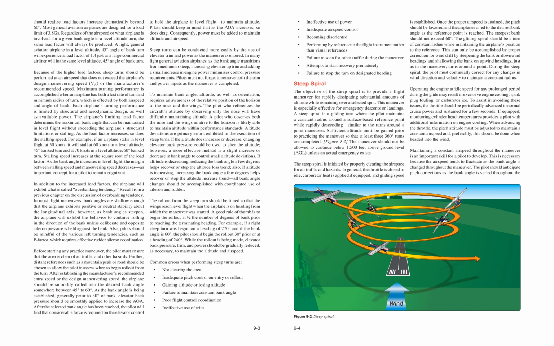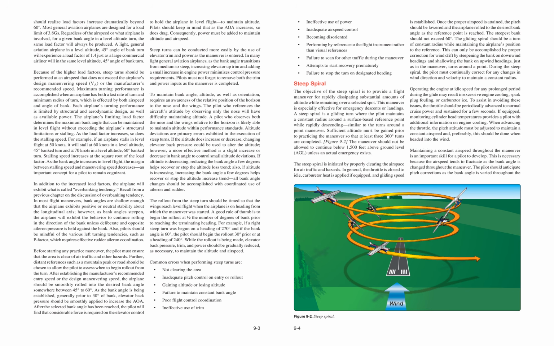After establishing the manufacturer's recommended entry speed or the design maneuvering speed, the airplane should be smoothly rolled into the desired bank angle somewhere between 45 degrees and 60 degrees. As the bank angle is being established, generally prior to 30 degrees of bank, elevator back pressure should be smoothly applied to increase the AOA. After the selected bank angle has been reached, the pilot will find that considerable force is required on the elevator control to hold the airplane in level flight and maintain altitude. Pilots should keep in mind that as the AOA increases, so does drag. Consequently, power must be added to maintain altitude and airspeed.